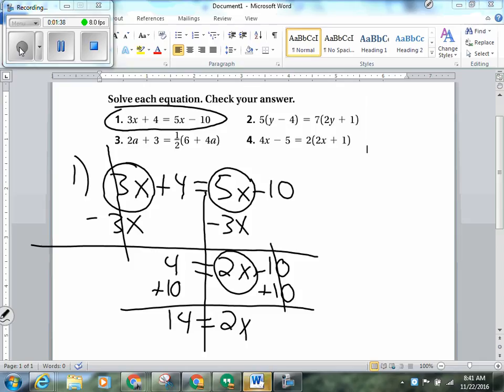Now I have a number next to a letter, which means I'm going to have to divide them apart. So in math, you're going to divide. And you get 14 divided by 2 is 7. These cancel, and I get x. Or you can rewrite it so the x is in front. Both answers are correct. Usually you put the x in front.